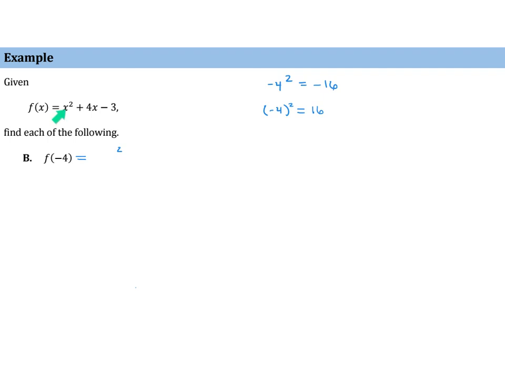In this situation, we are squaring x. And so we need to square negative 4, which means that we are going to be squaring negative 4 as in the second. So we're going to square negative 4. The parentheses are very important. Plus 4 times negative 4 minus 3. So the square of negative 4 is positive 16. Then 4 times negative 4 gives us negative 16 minus 3. And this yields for us negative 3.